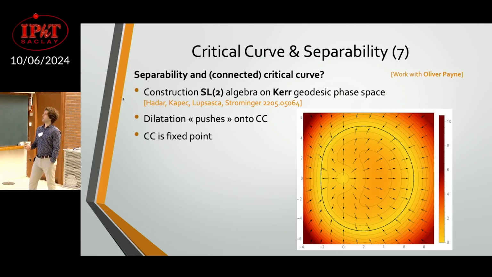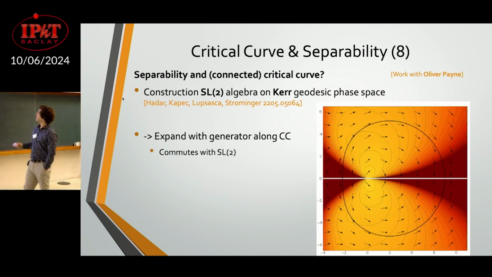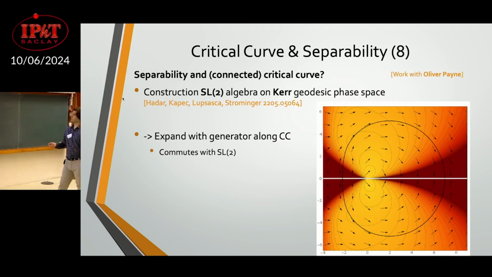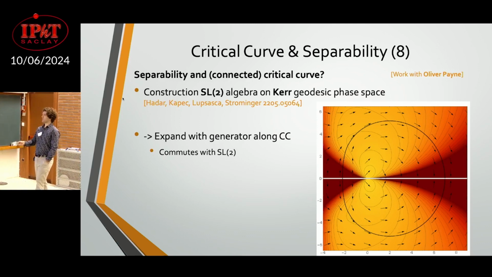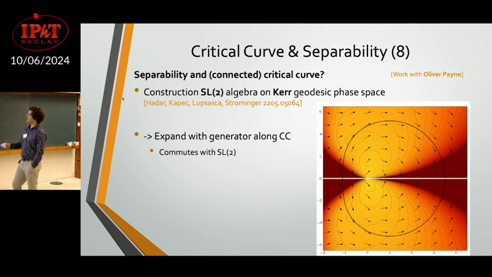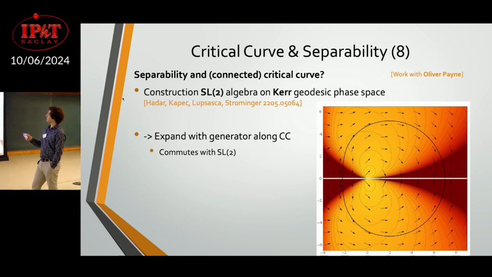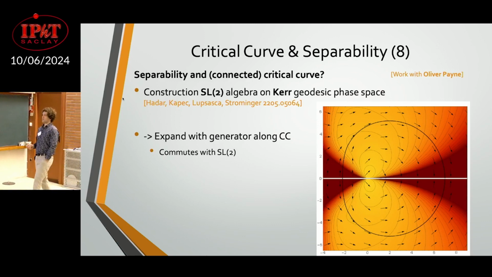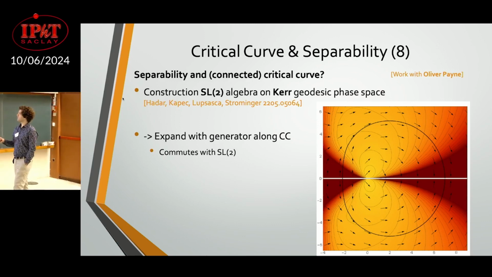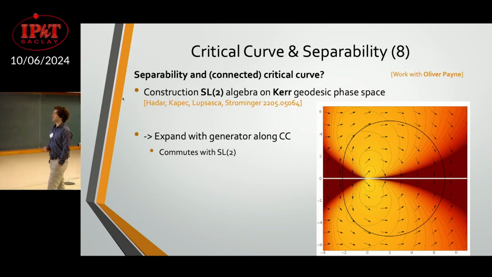That's also important, which pushes you onto the critical curve. And so the first thing that we did, or that Oliver did, I should say, is extend this algebra with an extra generator that commutes with the SL2, but that moves along the critical curve, as you can see from these arrows here. And so it turns out that this exists. You can make a generator that goes along the critical curve everywhere, is also commuting with the SL2 everywhere, and it's unique. So there's a unique generator that moves along the critical curve and commutes with the SL2 everywhere.